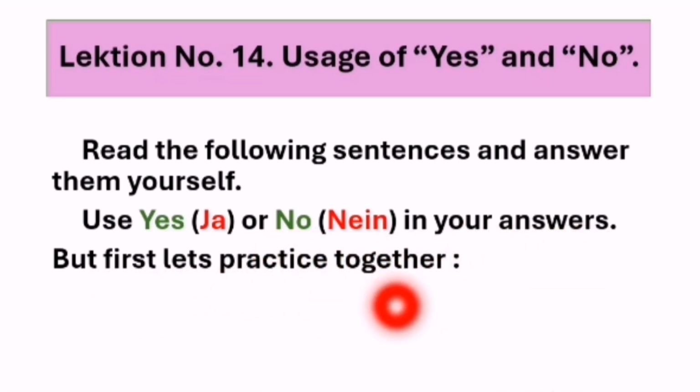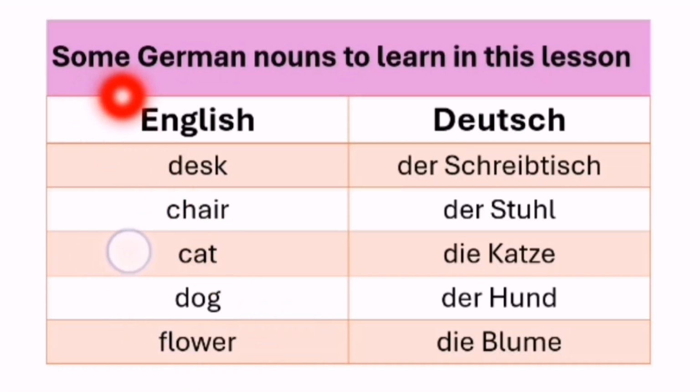But first, let's practice together and learn some German nouns we are using in this lesson. Here are these nouns in English, and these are the translations in German. Desk, der Schreibtisch. Chair, der Stuhl. Cat, die Katze. Dog, der Hund. Flower, die Blume.